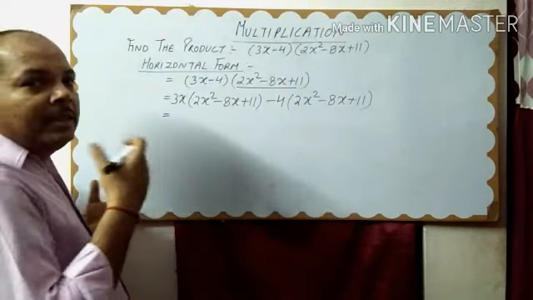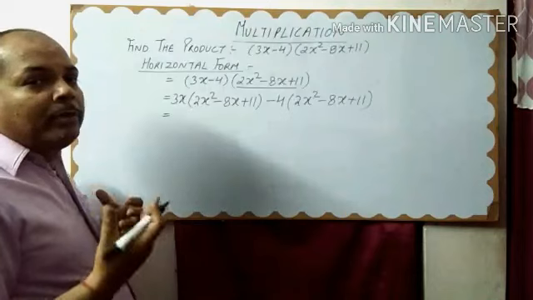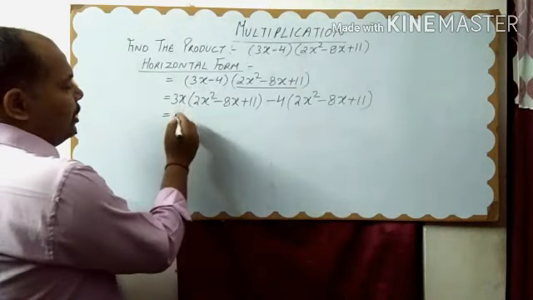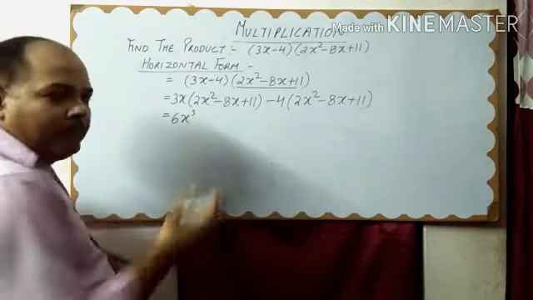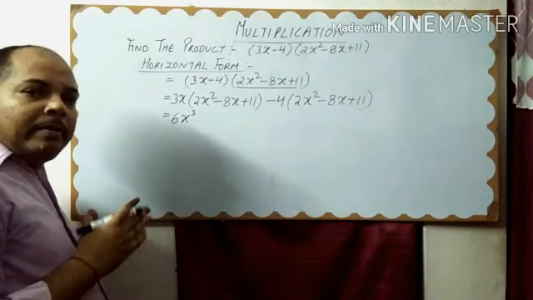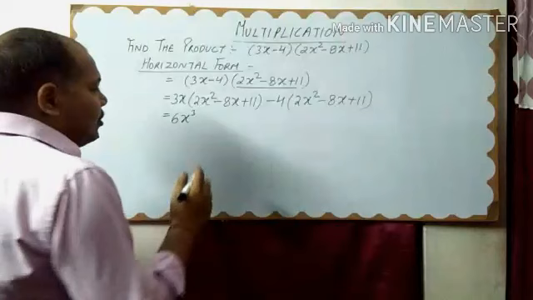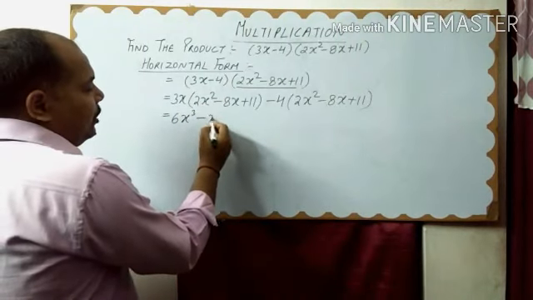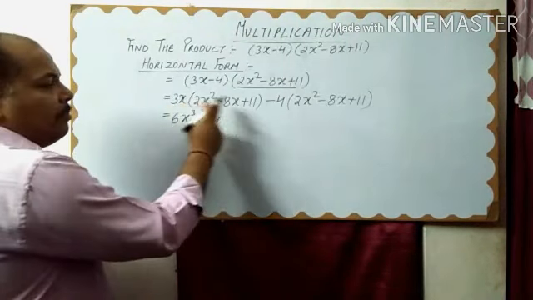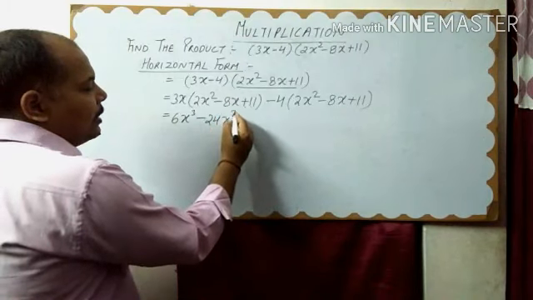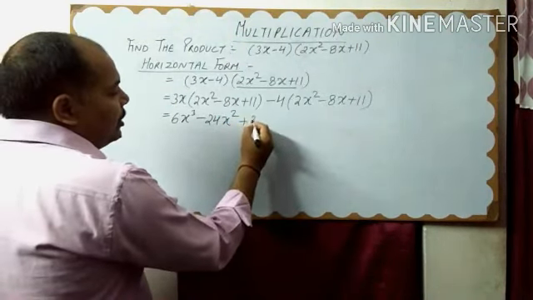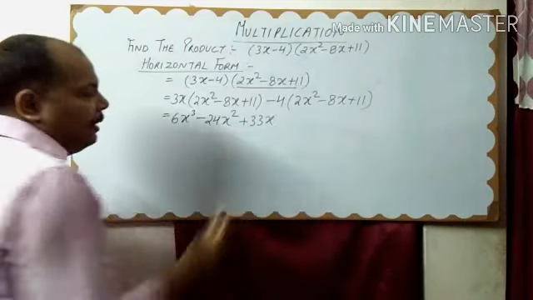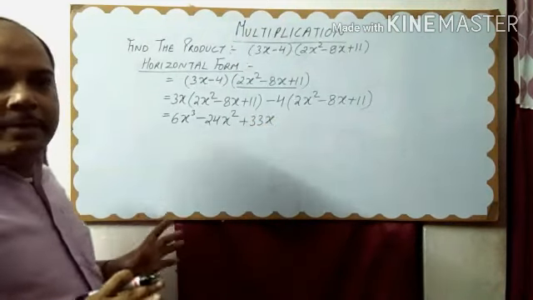Same process is there as when we multiply monomial by monomial. So here 3 2s are 6, x1 and x2, it will be x cube. First the powers get added here, I just told you. So 3 8s are 24, x multiplied by x, it will be x square. Clear? And 3x multiplied by 11, so it should be 33x. Clear? Did you understand up to here?